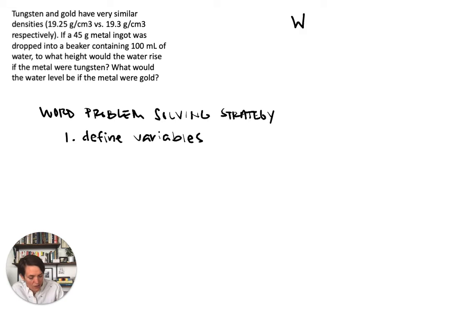So here's a good opportunity for us to use that system where we use subscripts to modify a variable. So we would have density of tungsten is equal to 9.25. And remember, you always want to keep your units. So we have grams per centimeter cubed.